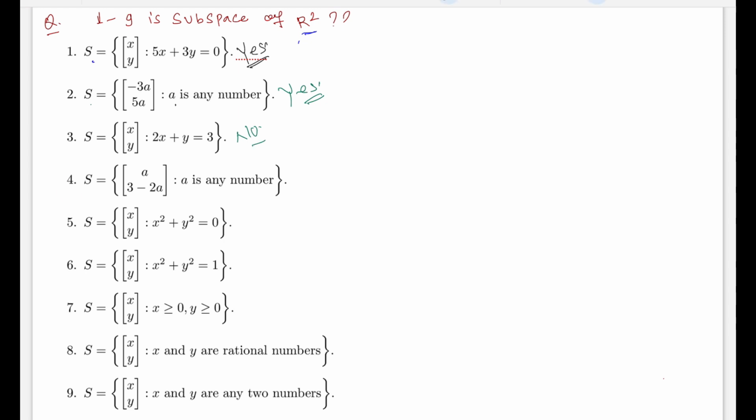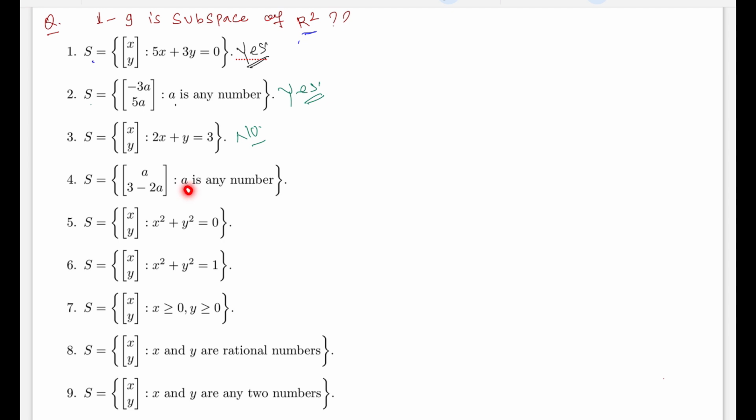Coming to this question number 4, if this set is a subspace of R square or not. So we have this vector, the first component is A and the second component is 3 minus 2A, and A is any real number. So I will check for 0 0. Obviously 0 0 will not be in this set, right?